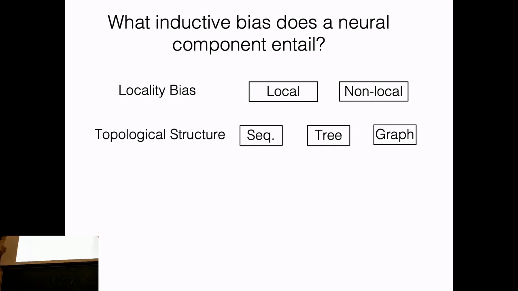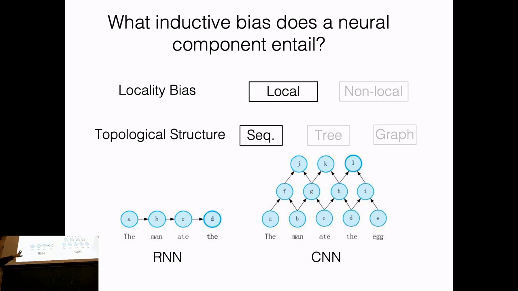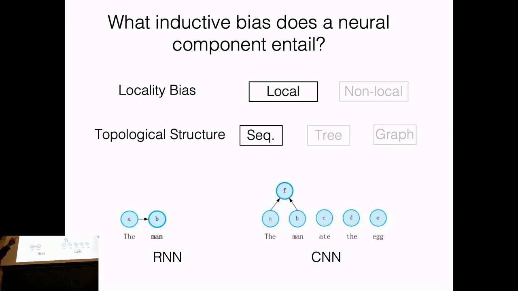For the locality bias, we have two choices: the local and the non-local. For the topological structure, we also have three choices: the sequence, tree, or graph. So the next thing is, what if we combine these two settings? If we choose the local and the sequence structure, then we have these two models: the recurrent neural network and the convolutional neural network. The inductive bias is from the locality bias, this is local, and from the topological structure, it is the sequence.